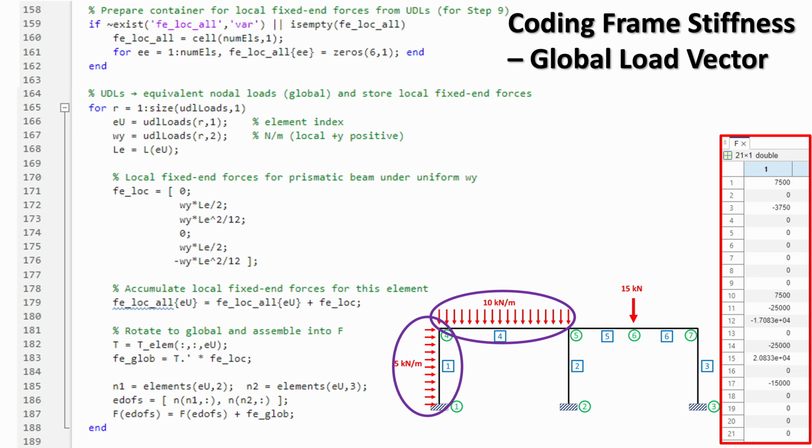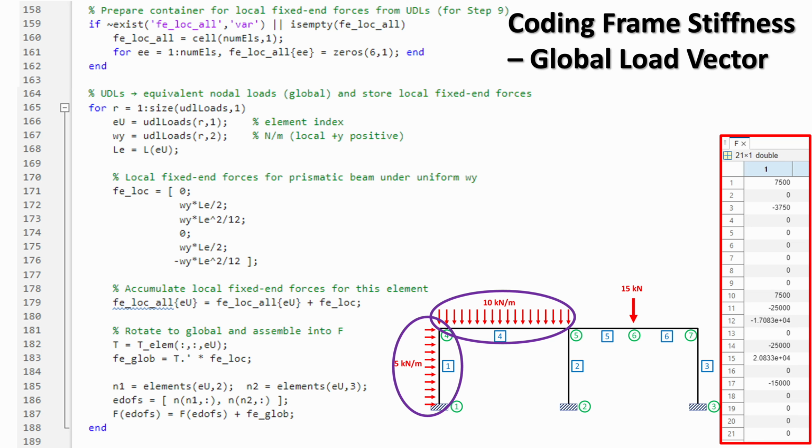These local fixed end forces are added to FE local for that element, which becomes especially useful if multiple distributed loads act on the same member. Next, we need to rotate these forces into the global coordinate system using the same transformation matrix T we used earlier for the stiffness rotation. This ensures the equivalent nodal forces align correctly with the global degrees of freedom.